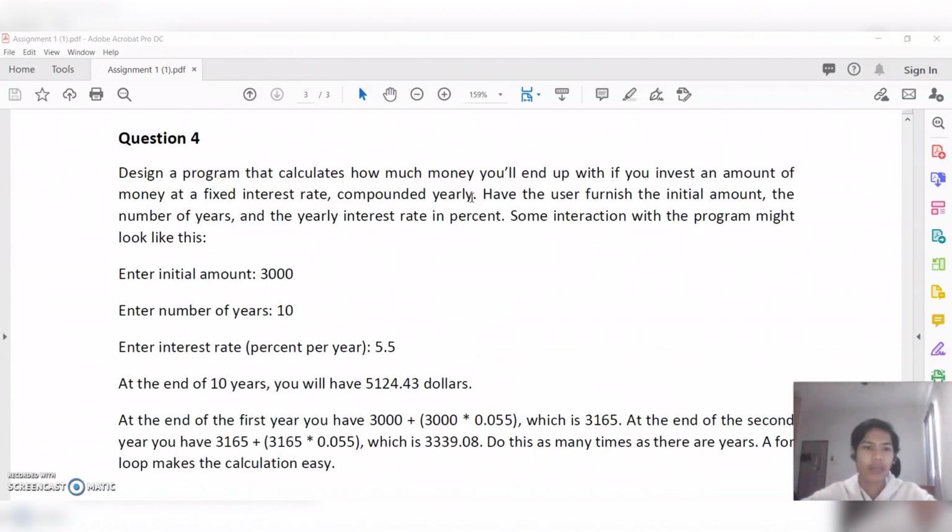So, from this statement here, we will notice that there are three things we need to keep up with. There are our three inputs. There is first our amount of money, and then the number of years, and the interest rate, that is percent per year. And then our output is how much money we will end up with. So, using this question, now we will move to its flowchart.